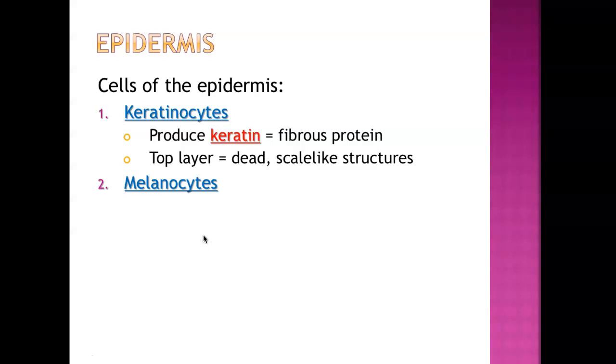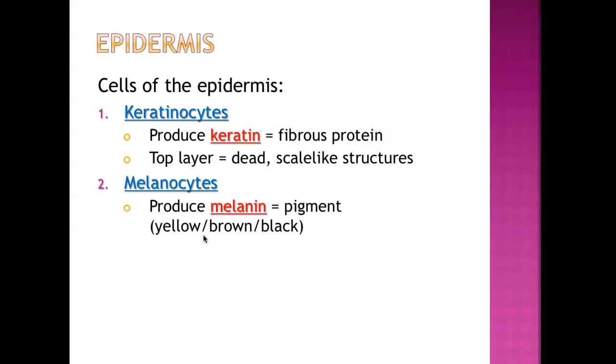Your epidermis is also going to consist of cells called the melanocytes. And what those are going to do is they're going to produce melanin, which is a pigment. And so the pigments that can be produced are yellow, brown, and black.